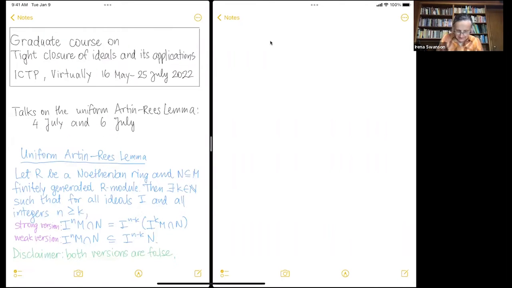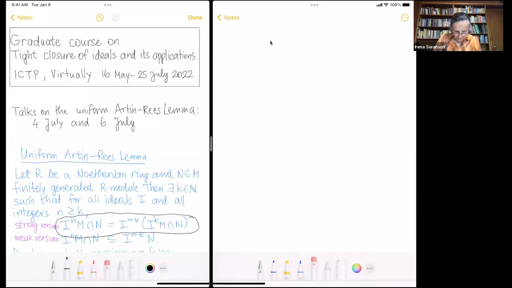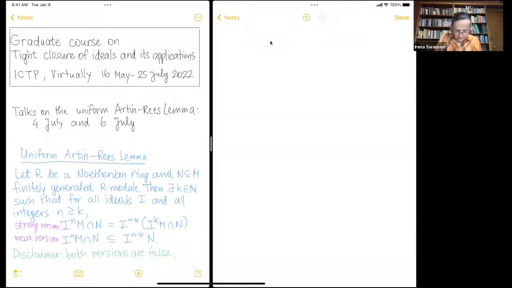We either have this strong version of the Artin-Rees lemma: I to the n times M intersected with N is equal to I to the n minus K times the module I to the K M intersected with N. So maybe we have this, or maybe we only have the weaker version, and so we only have this inclusion here. Well, the way I wrote this right now, neither of these two versions is true.